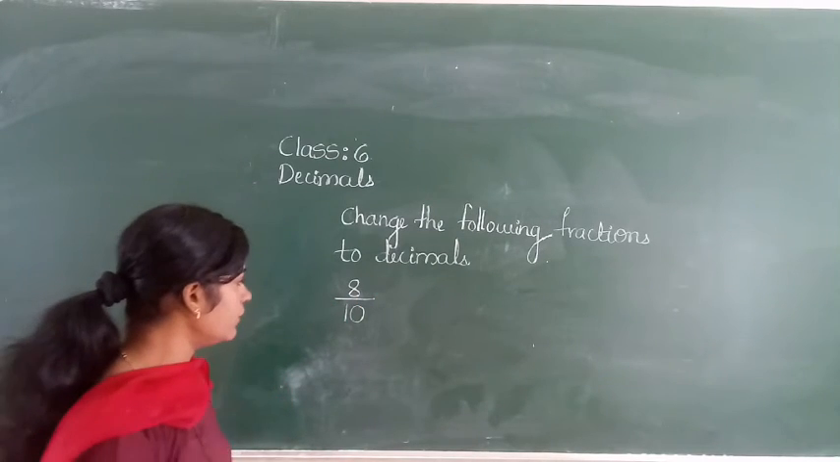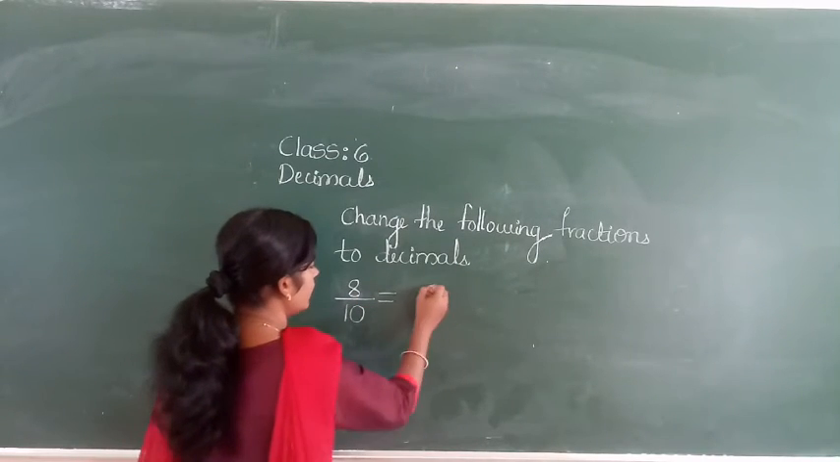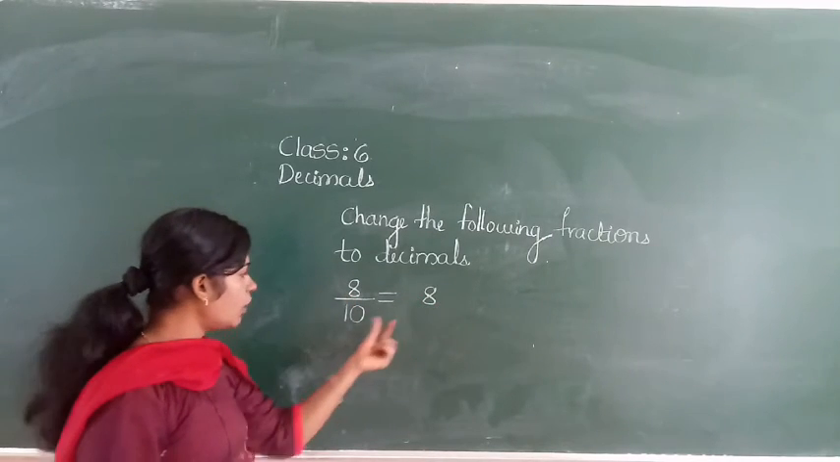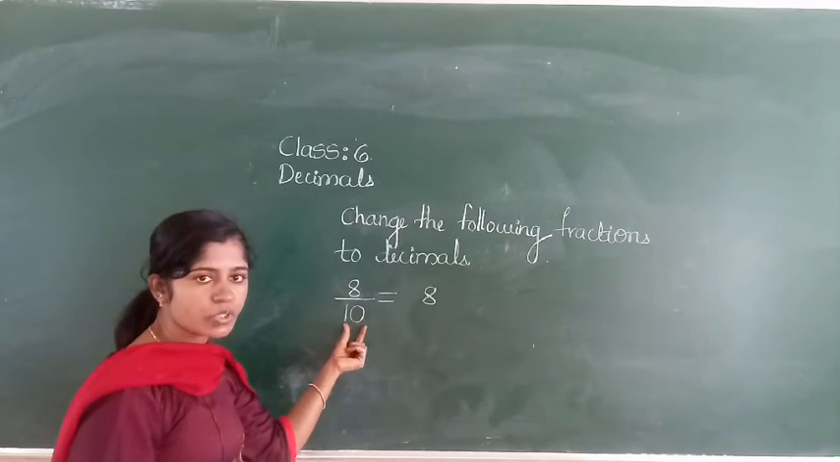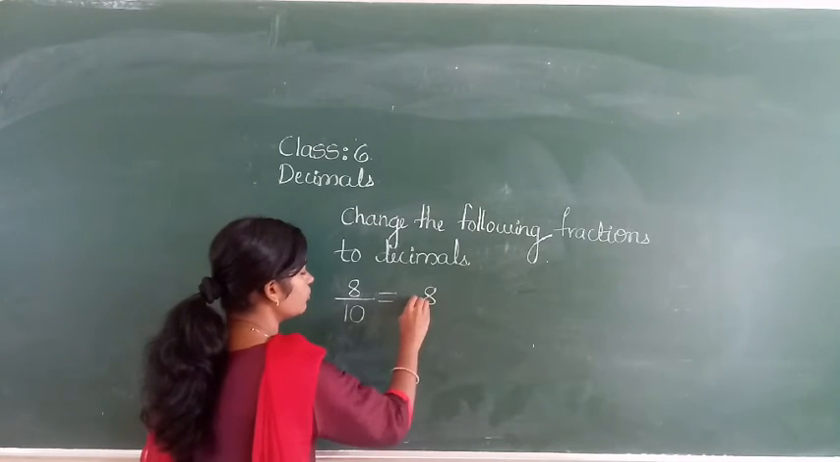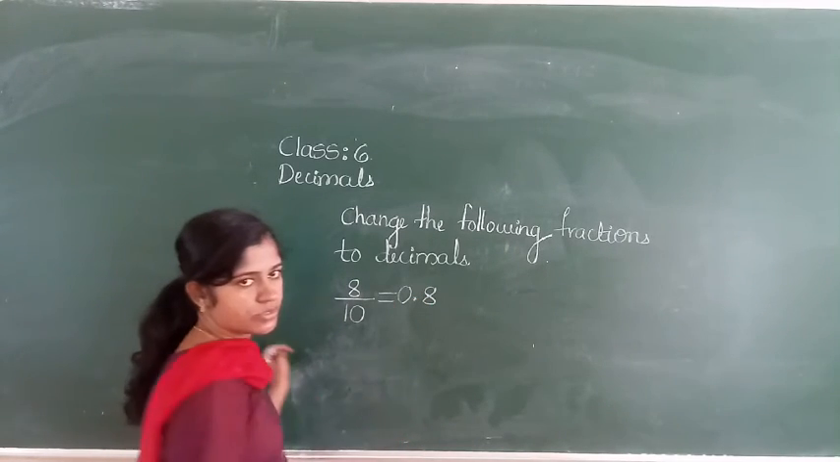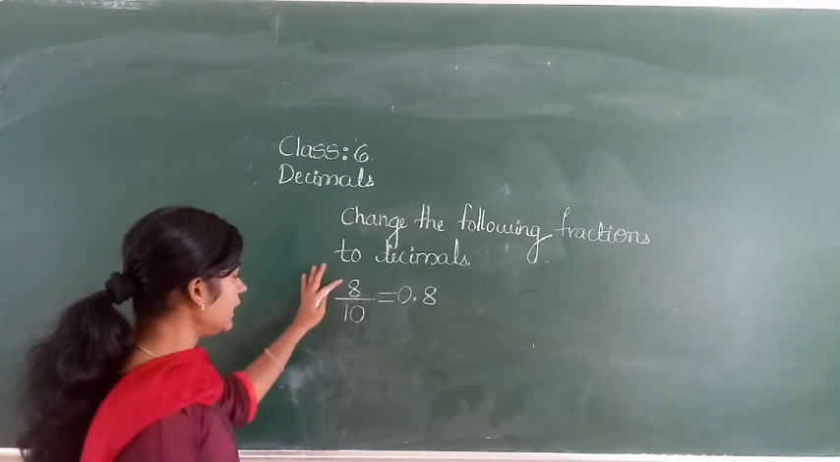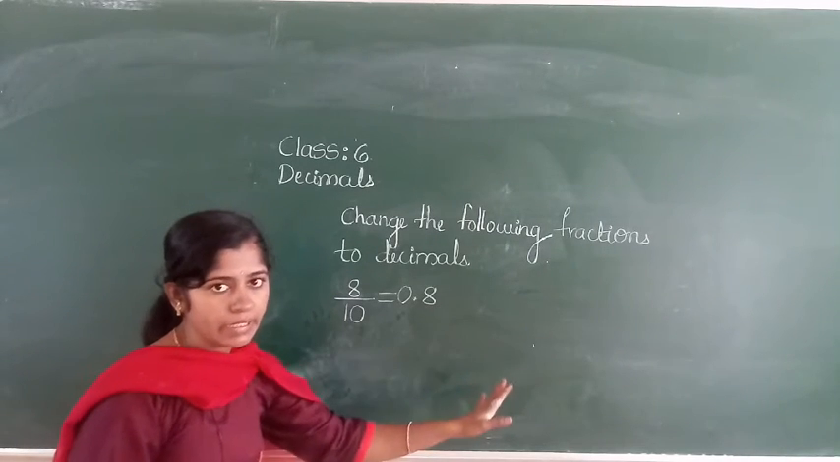Then how to convert? First you write the numerator as it is. Count here in the denominator how many zeros are there? 1 zero. Then after one digit you have to give the point and write here 0. So the decimal form of 8 by 10 is 0.8.